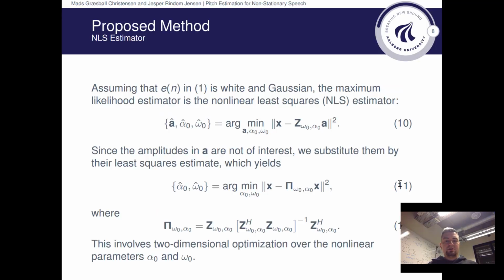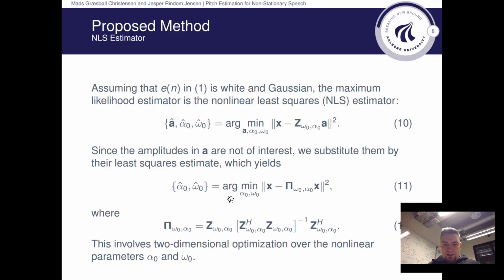Okay, so if we assume that the noise term, which was called e of n, in the model is white and Gaussian, then the maximum likelihood estimator is the nonlinear least squares estimator. And this means that we can find the parameters of the model by simply minimizing the 2 norm of x minus the matrix Z times a here, over the parameters, namely the amplitudes, the fundamental chirp rate, and the fundamental frequency. And since we're not really interested in the amplitudes by themselves, but more so in the chirp rate and the fundamental frequency, we can concentrate this problem by solving for the complex amplitudes given alpha 0 and omega 0, and then substitute that solution into the equation.